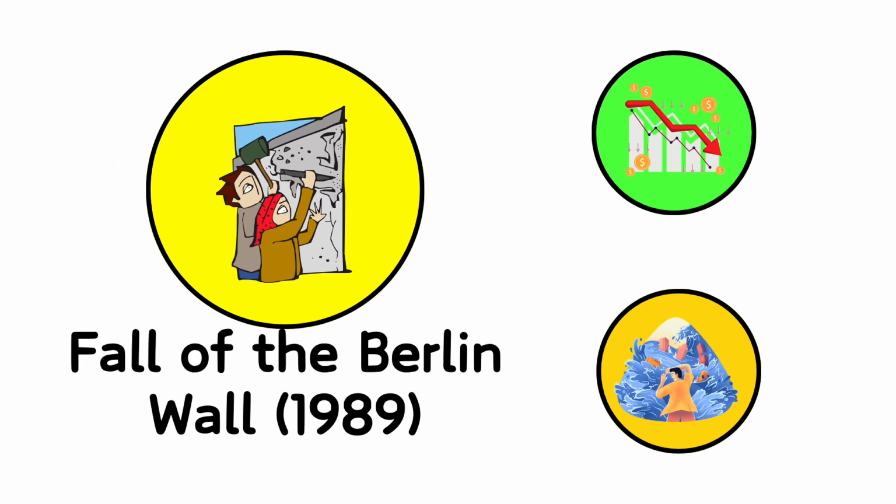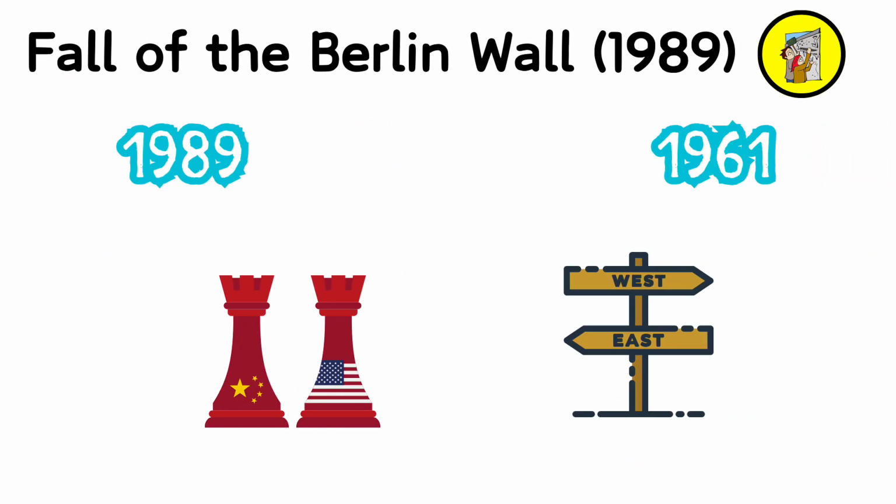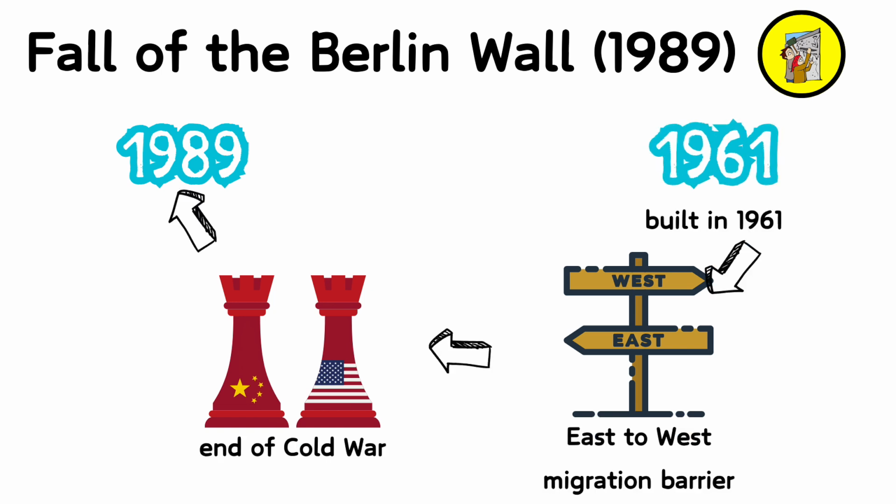Fall of the Berlin Wall, 1989. The fall of the Berlin Wall in 1989 was an important and symbolic event that marked the end of the Cold War. The Berlin Wall was built in 1961 by East Germany, supported by the Soviet Union, to stop people from East Berlin and East Germany from escaping to West Berlin and West Germany, where life was much better in terms of freedom and economy.